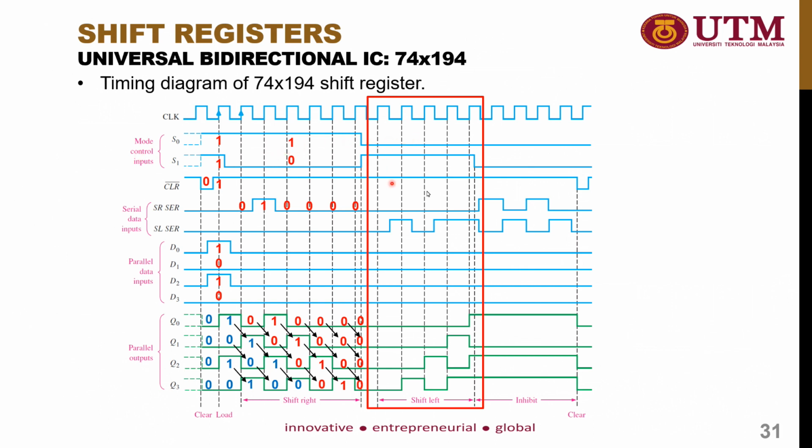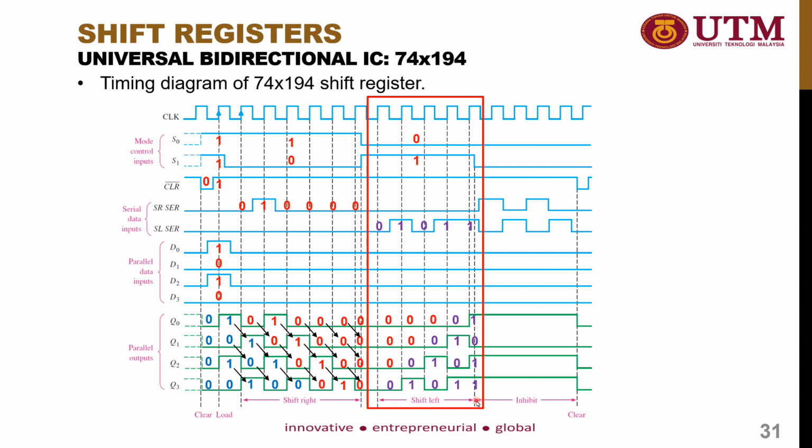Okay, so at this marked box, the mode control inputs have changed to S0 equals 0 and S1 equals 1. So at this time it is in shift left mode. For shift left mode, the input that you need to observe is SL SER. Okay, so right now at SL SER, at each rising edge, the input is given as 0, 1, 0, 1, 1. Okay, for shift left, each input from SL SER will be automatically transferred to Q3 at each rising edge. So at the first rising edge, 0 will be transferred. At the second rising edge, 1 will be transferred, and so on. At each clock cycle, each flip-flop output will also be shifted to the left. Okay, so you must know what the sequence of the output is.